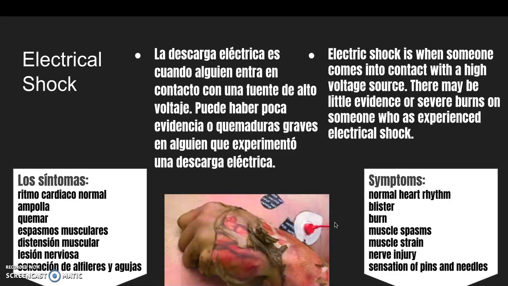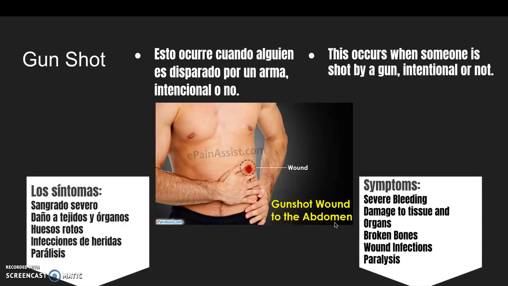The symptoms include a normal heart rhythm, blister, burn, muscle spasms, muscle strain, nerve injury, and sensation of pins and needles.